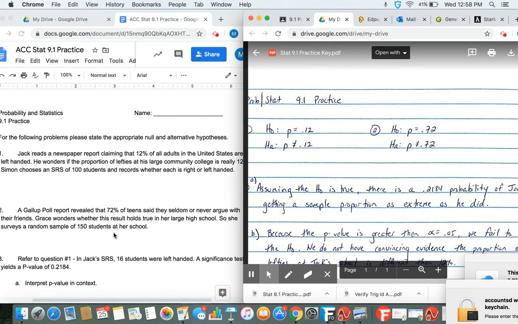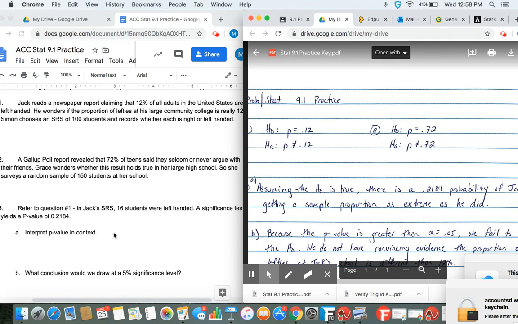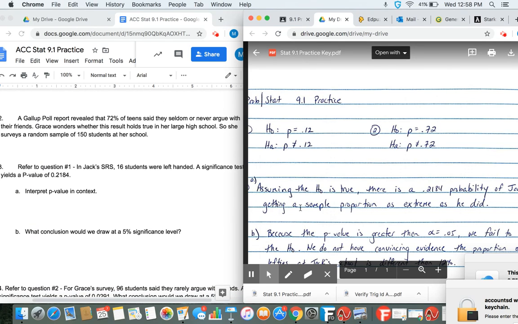In number three, I kind of transitioned to this idea of p-value. P-value is a probability. Look back in your notes and try to figure out how I interpreted this for one of the examples we did together. It basically means, assuming the H0 is true, meaning let's say that the proportion of left-handed adults in the United States is really 12%, the chances that Jack got a sample proportion like he did, that's our p-value. So there's a 0.2184 probability that Jack got a sample proportion like he did. That's what that means.